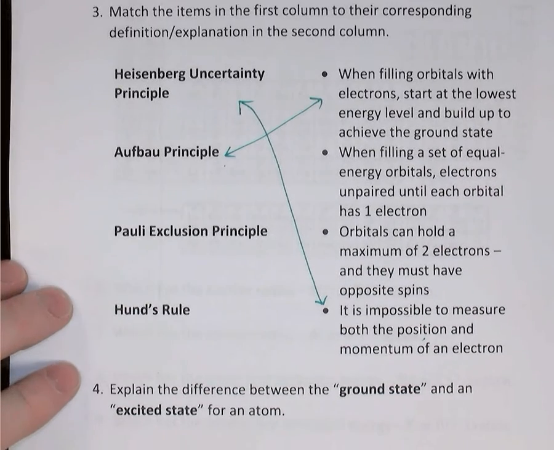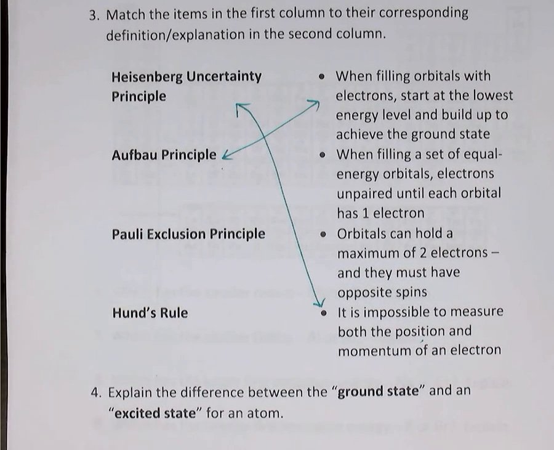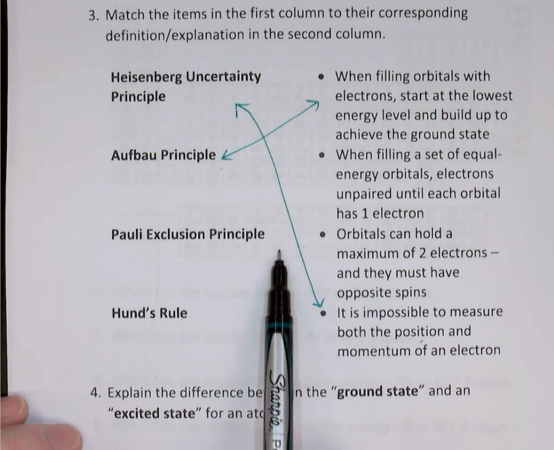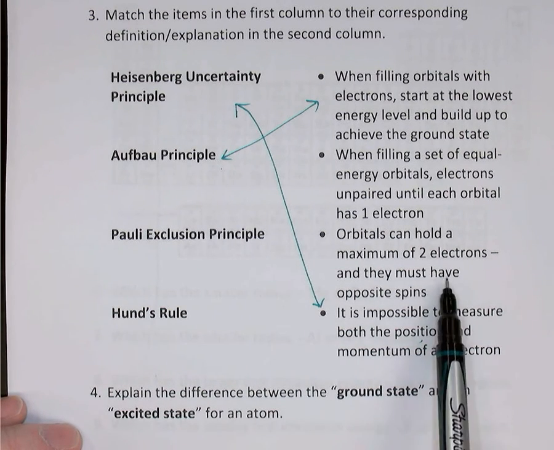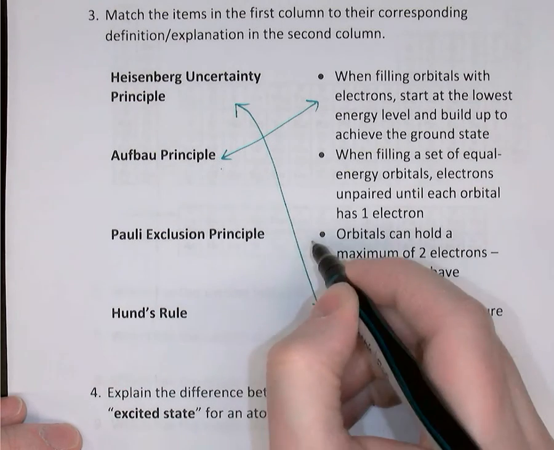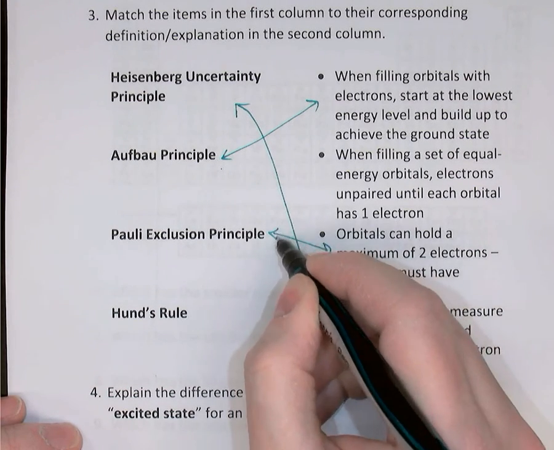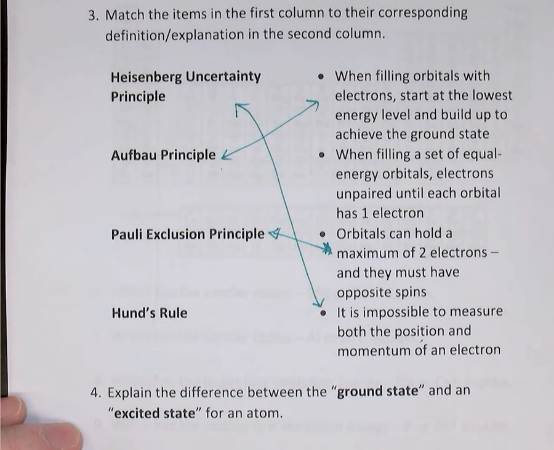Pauli's exclusion principle. If you're studying AP chemistry or college chemistry, technically it deals with something that we skipped over in grade 12 chemistry. It deals with quantum numbers, and it actually states that no two electrons in an atom can have the same 4 quantum numbers. But the result of that is what we studied. It means that orbitals can hold a maximum of just 2 electrons, and they have to have opposite spins. So for us, in grade 12 chemistry, that's what we would connect the Pauli exclusion principle with.